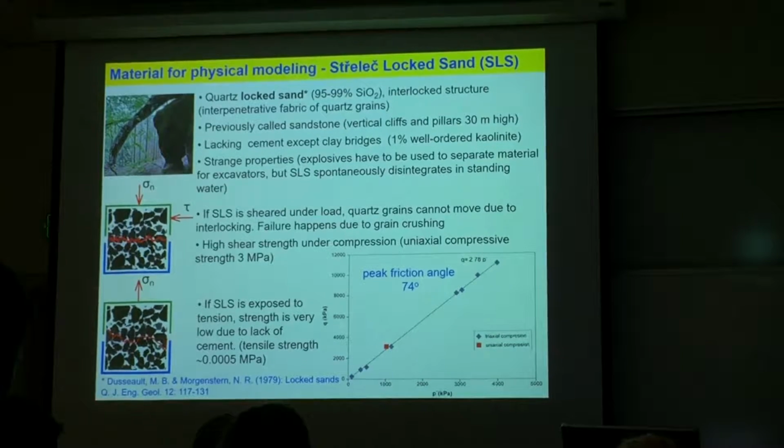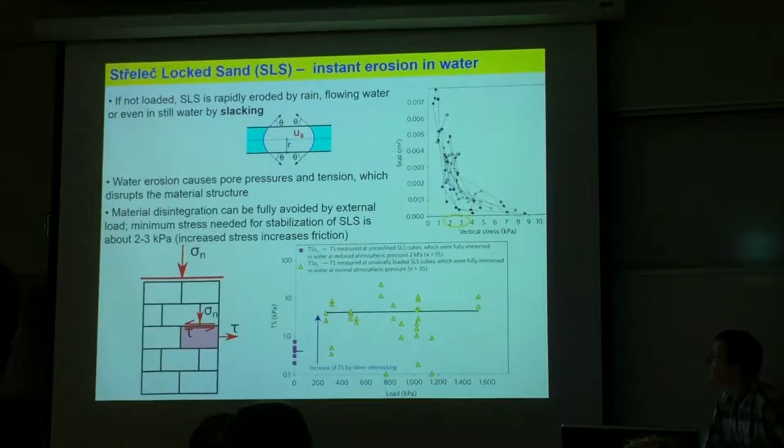But tensional strength is 10,000 times smaller. You cannot even lift a small cube by your hand because it will immediately crumble. So because of the interpenetrative fabric, it's firm for compression. Because of lack of cement, it's weak for tension. But there is one thing missing in the explanation. Why does still water disrupt this material?